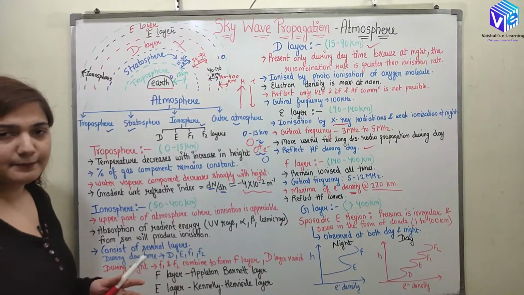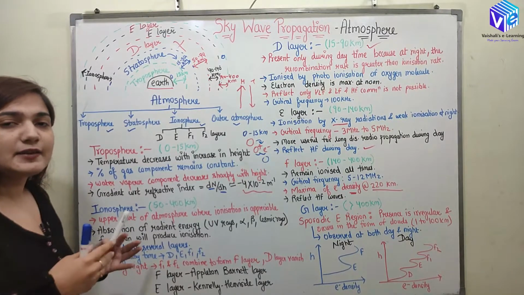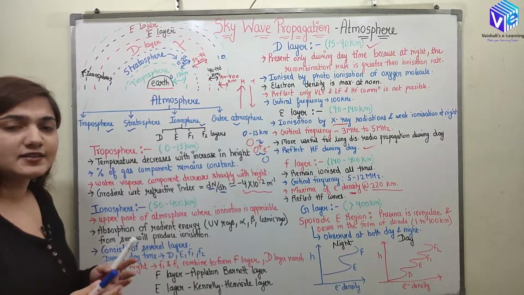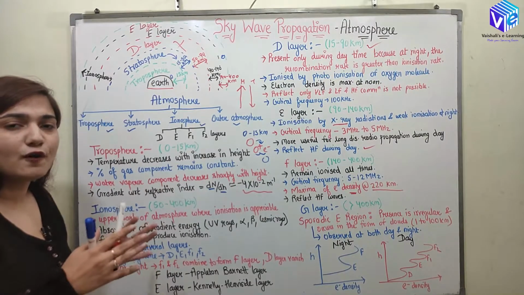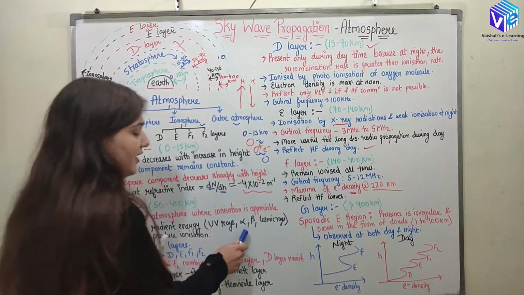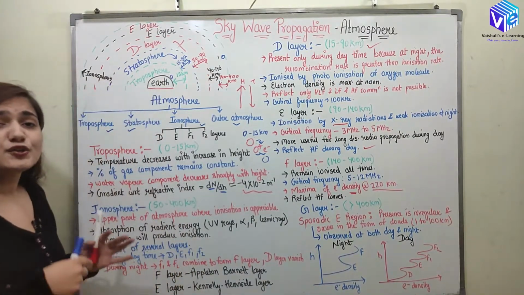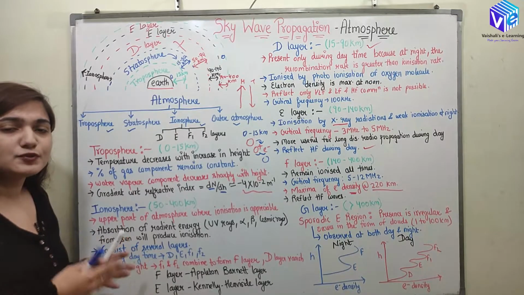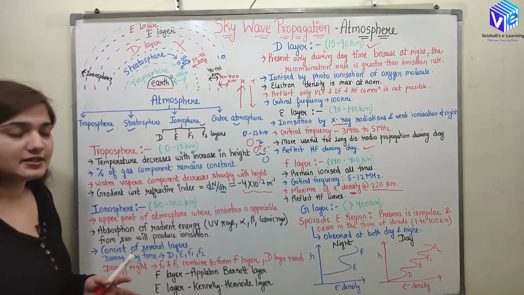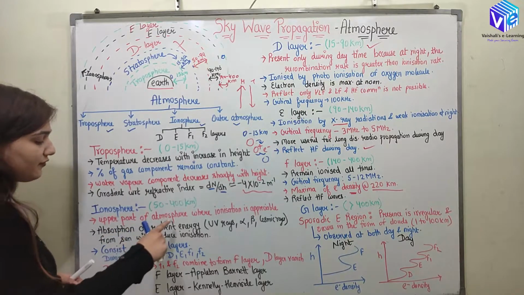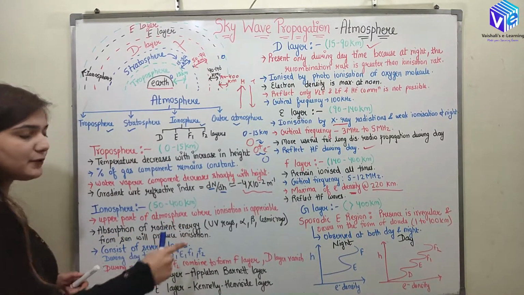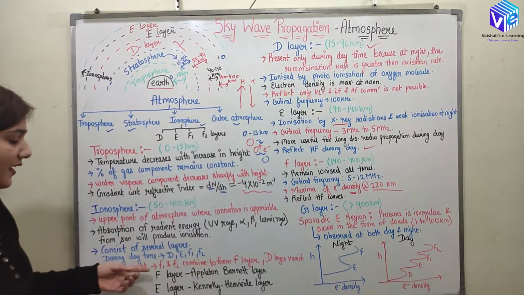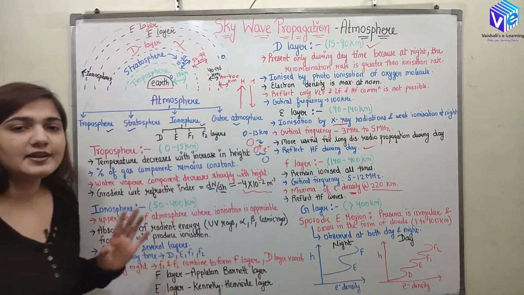So how is it happening? The sun is giving some radiations. The radiation energy consists of many types of radiation like UV rays, alpha rays, beta rays, cosmic rays. These rays are absorbed by the molecules, which makes them ionized. So absorption of radiant energy from the sun will produce the ionization. It consists of several layers, as I have already told you: D, E, F1 and F2 layer.